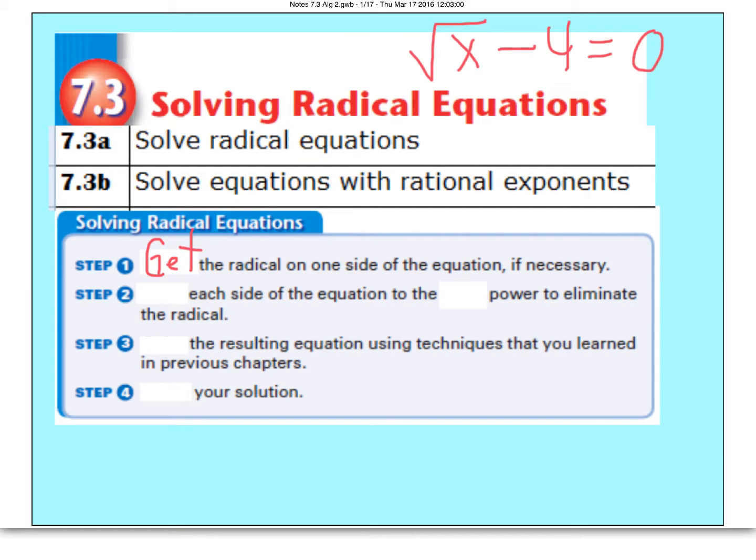So for our example here, our radical is the square root of x, so we need to move the 4, so I'm going to add 4 to both sides. We'll be left with the square root of x equals 4.